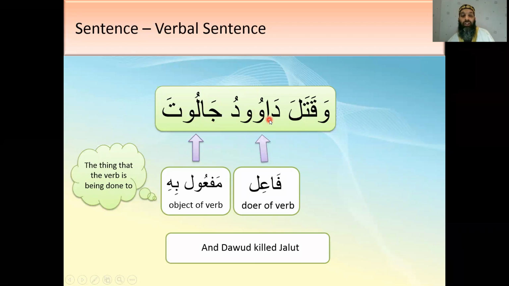And now if it said وَقَتَلَ دَاوُودَ جَالُوتَ, they were both mansoob. Now it means he killed. Because there's no marfu, you don't know who did the killing, but you know that they were killed. They were both killed because they're both mansoob, if that was the case, yeah?